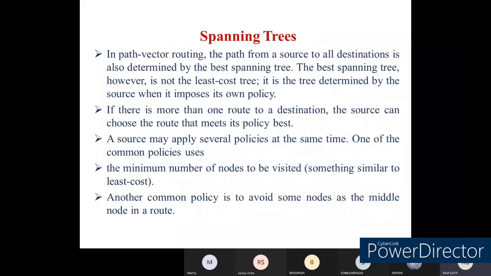The spanning tree. By using this spanning tree, it is possible for us to select the minimum path if you have multiple paths between source and destination. That is why we have created a spanning tree, and we are going to use it in a routing protocol called the path vector routing protocol.